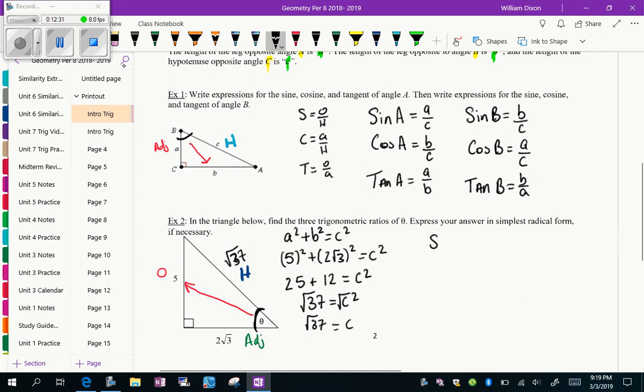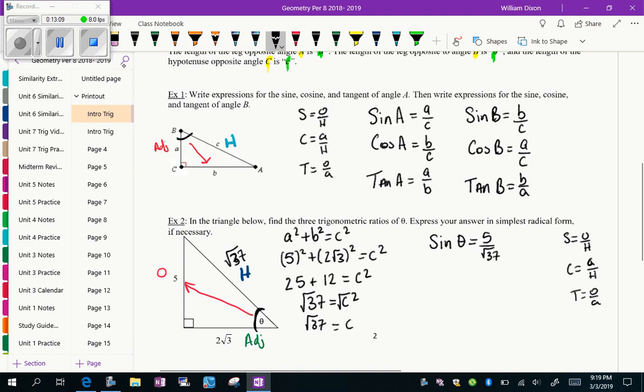So the sine of theta, what did I forget? Very important. Let's put over here, sine equals opposite over hypotenuse, SOH CAH TOA. Now, sine of theta, opposite over hypotenuse. So my opposite is 5. My hypotenuse is square root of 37.